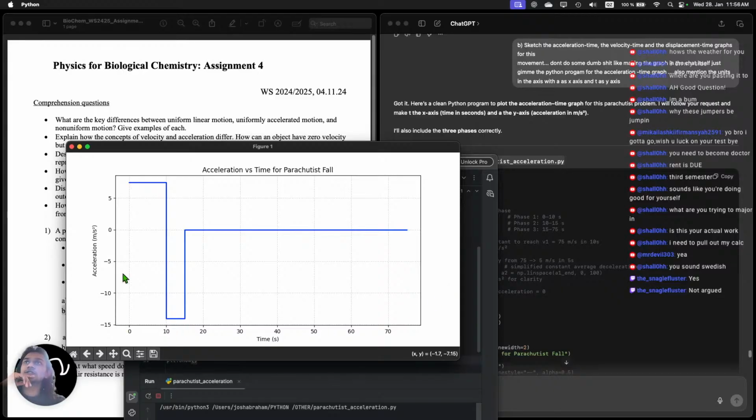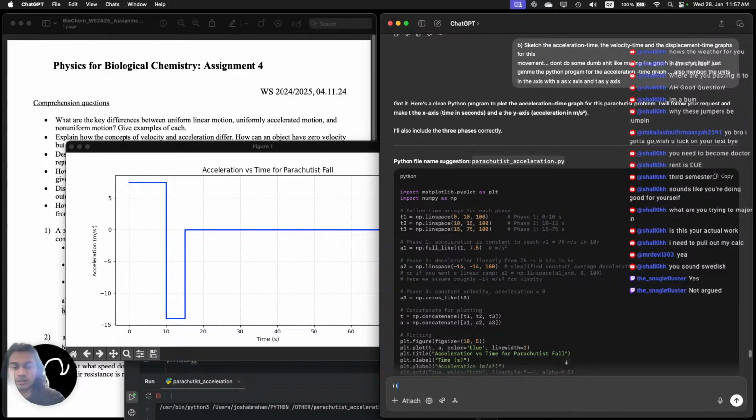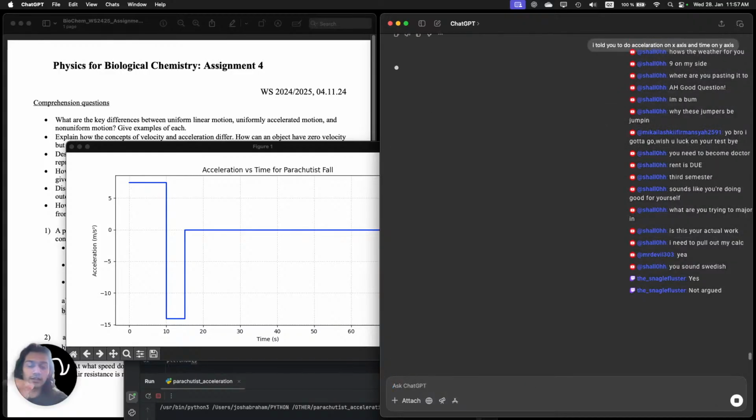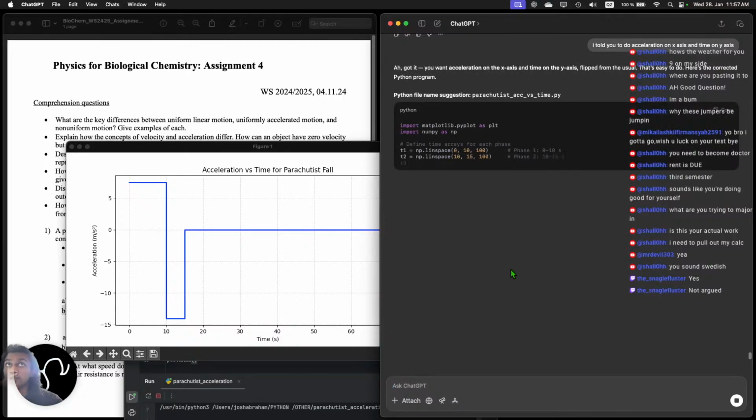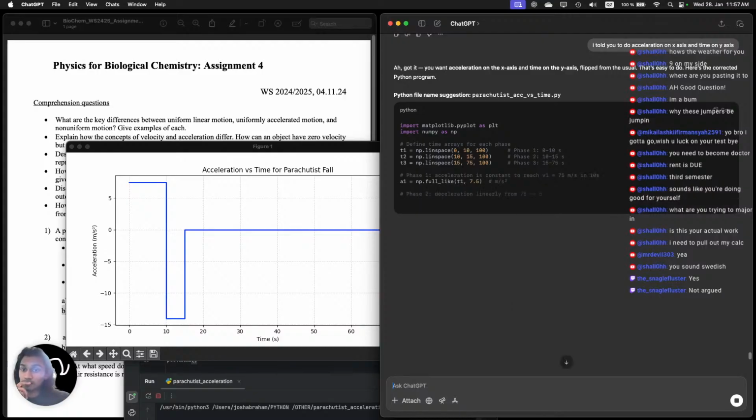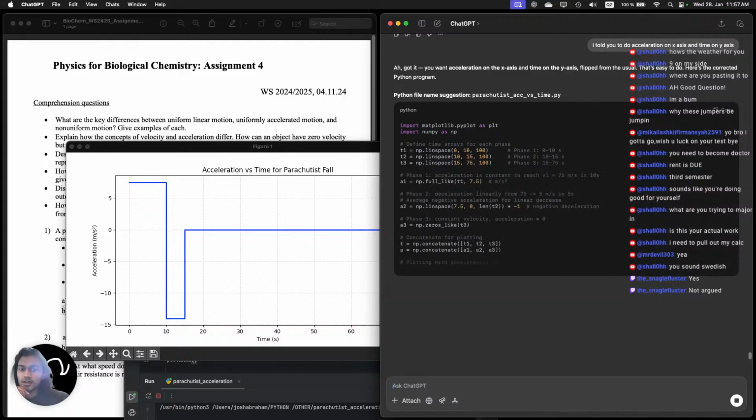So, we got a 0 here. We start with the... I told you explicitly to give acceleration on x-axis. I told you to do acceleration on x-axis and time on y-axis. Don't waste my time like this, robot. Don't make me say the C word. Don't make me say it. Clack, clack.